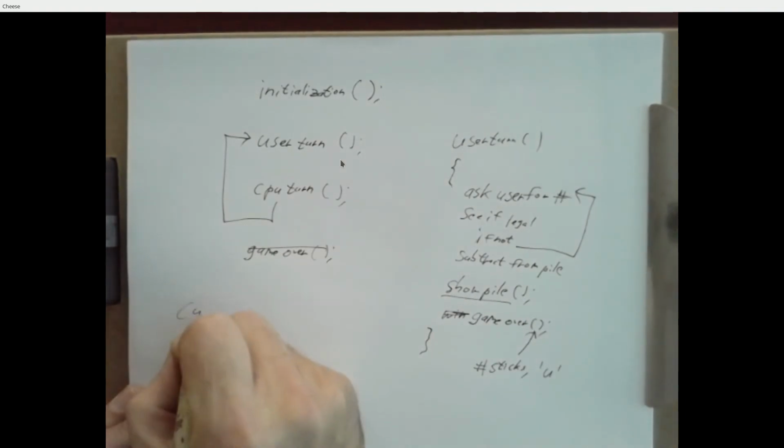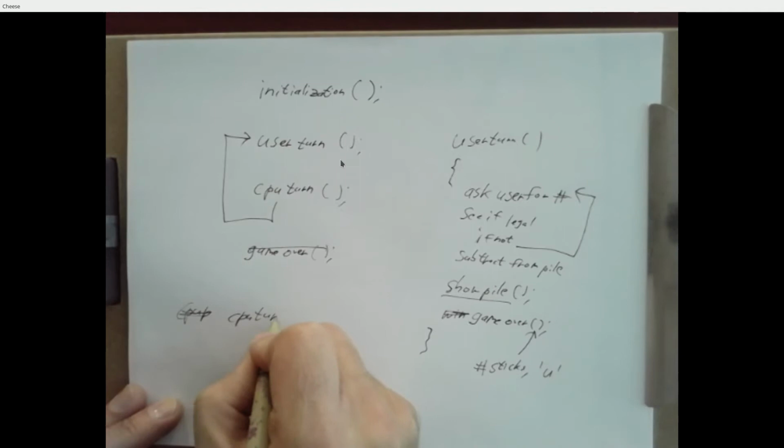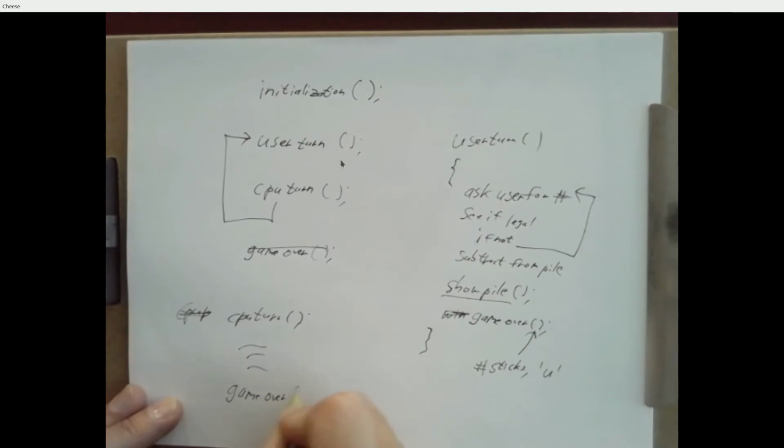And in CPU turn, I'm going to do a bunch of stuff, but at the end I'm going to call game over. I'm going to pass an argument of number of sticks and a flag so that the game over code knows that it's the computer who picked up sticks last. And in game over again, if number of sticks is 0, it'll check this, and if it's C, it'll say, hey, I won the game.